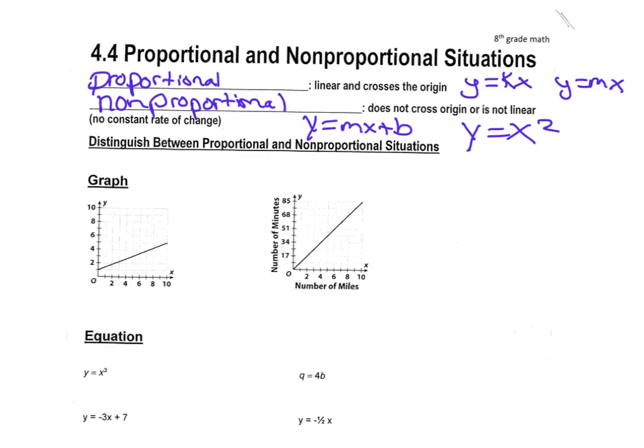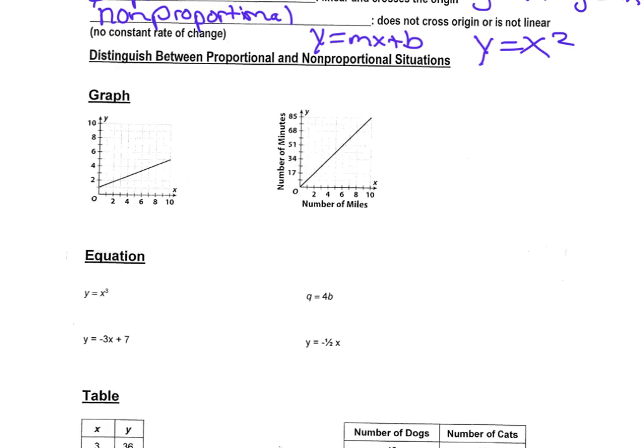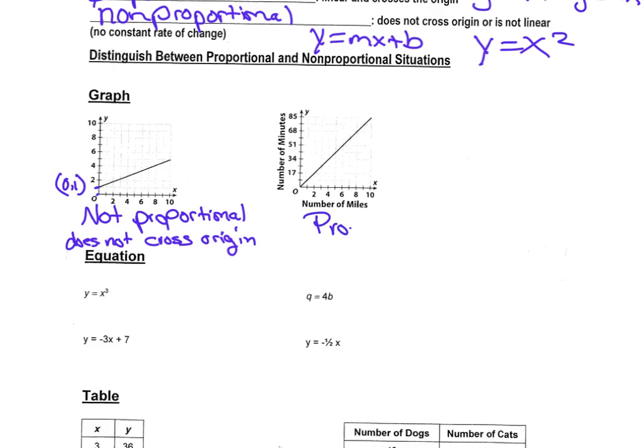So the first one is a graph. That first graph does not go at the origin, right? So we know that that one is not proportional. We already know because it does not start at 0, 0. So I could put does not cross origin. This starts at 0, 1, so we know it is not proportional. If we look at the other graph, that one crosses at the origin and it's a straight line, so we know that that one is proportional.